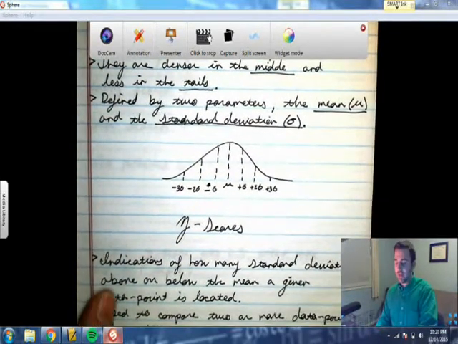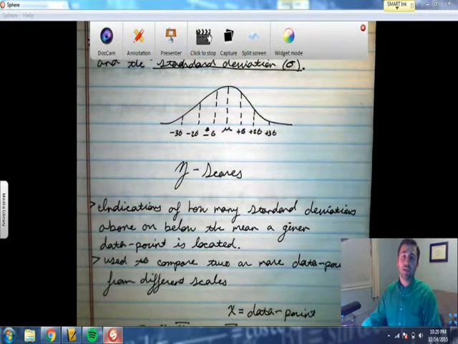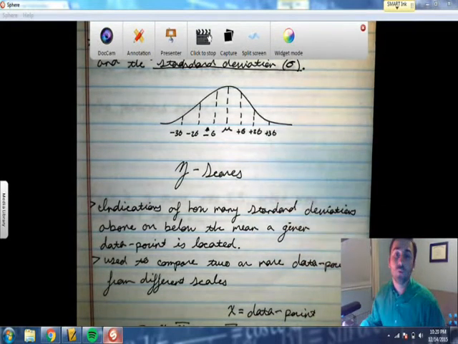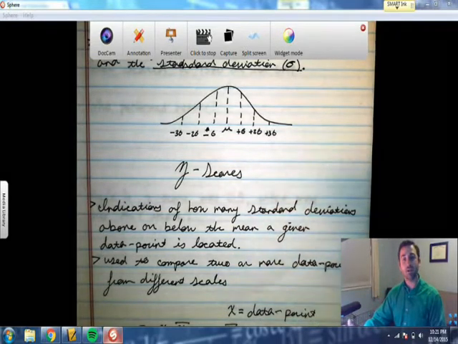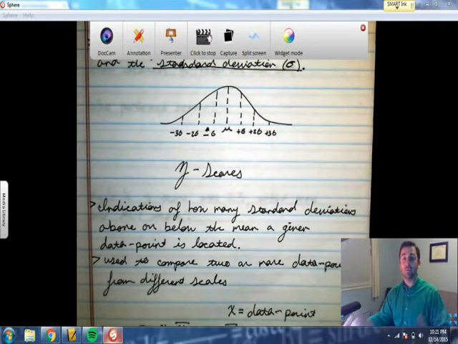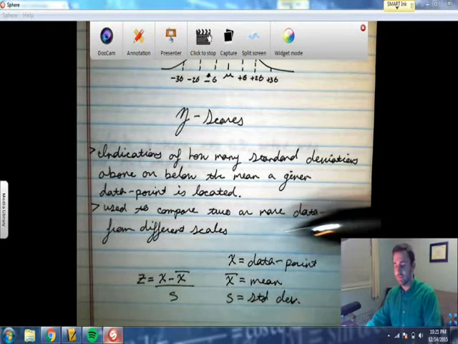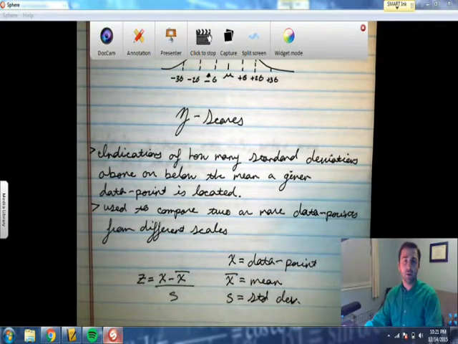Z-scores are an indication of how many standard deviations above or below the mean a given data point is located. Z-scores are used to compare 2 or more different data sets from different scales. The best example that we use is SAT scores versus ACT scores, 2 different grading scales, but yet colleges can normalize these to compare students' results. The formula that we use for z-scores is as follows: z equals x minus x bar divided by s, where x is the data point, x bar is the mean, and s is the standard deviation.